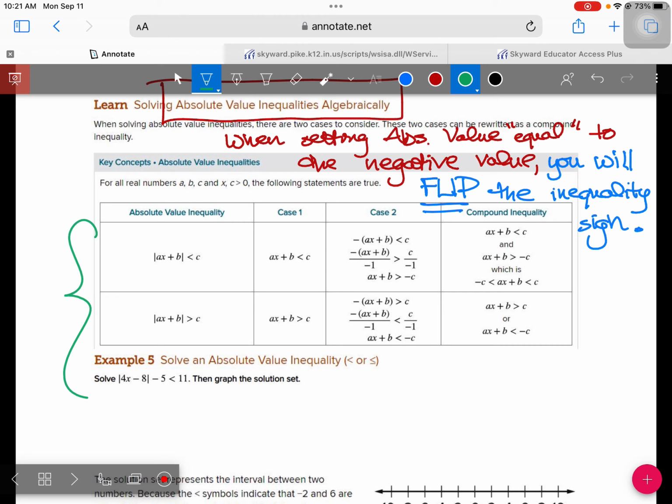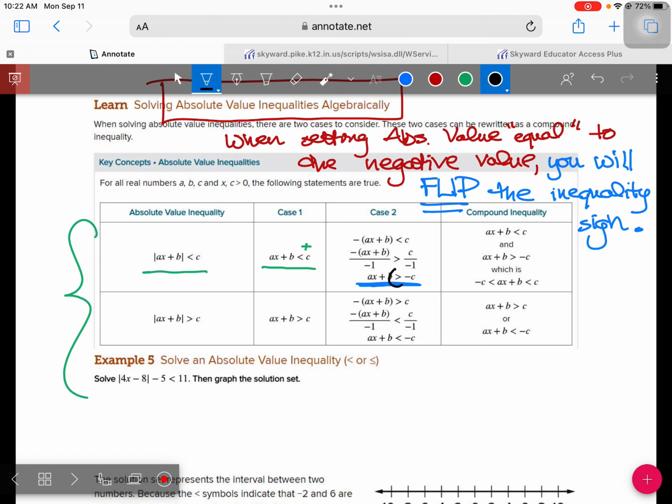Again, we do the same thing for the second problem. Here's the first with the positive, here is the second. We flip the sign when we set it equal to the second. So let's try an example. Example 5. Come on, people, stay with me. All right. So absolute value, 4x minus 8, end of absolute value, minus 5 is less than 11.